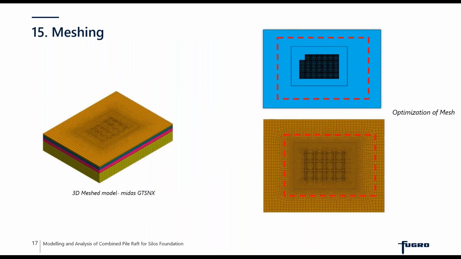So regarding the meshing, MIDAS GTS NX provides manual control and advanced meshing tools, meshers like the Tetra as well as the hybrid mesher. It's always better, because whenever you have piles, you cannot go for a very fine mesh or very small mesh size all throughout the model. So it is always recommended to manually optimize the mesh or do a sensitivity analysis to capture correctly the interactions between the raft, pile and the raft, soil.